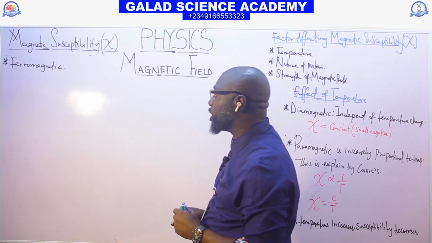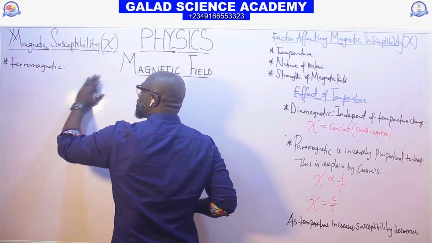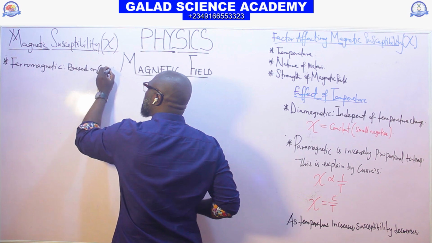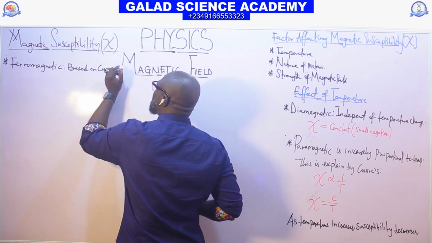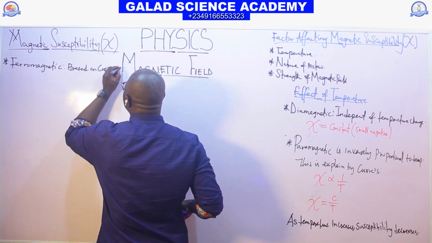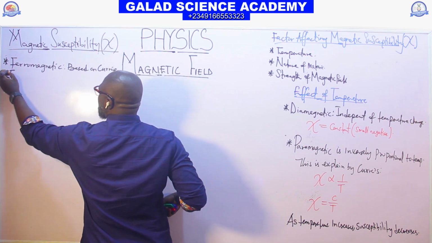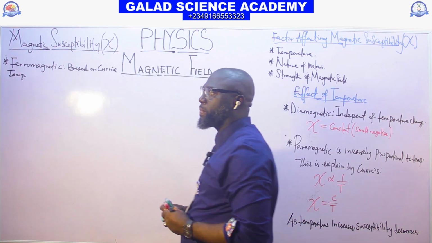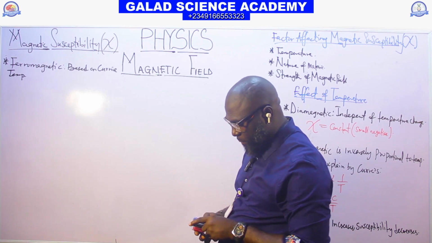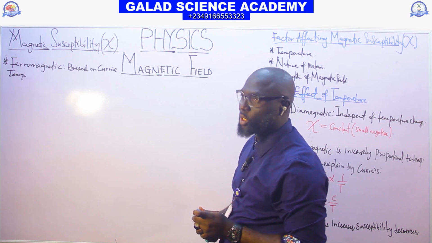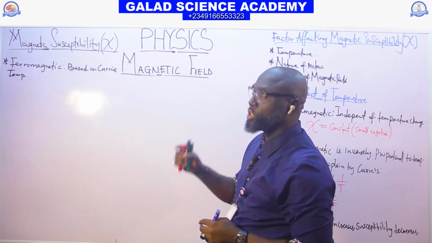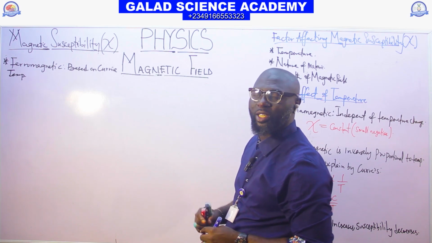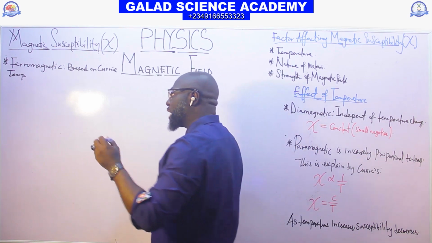It's based on the Curie temperature. This can be grouped into three based on Curie temperature. The first one: below the Curie temperature, the magnetic susceptibility decreases non-linearly with temperature. That's the first one.